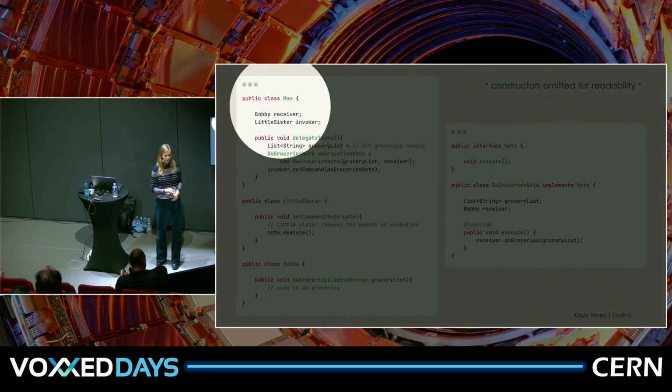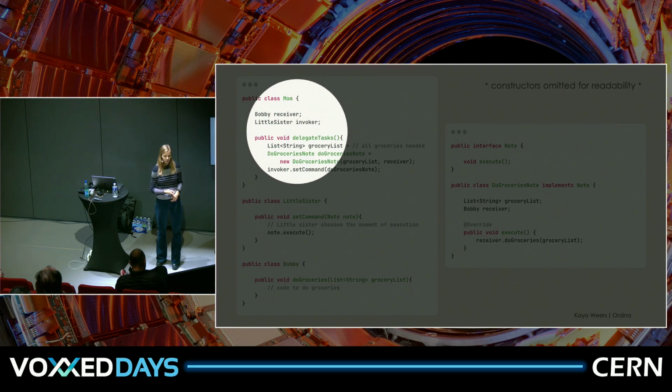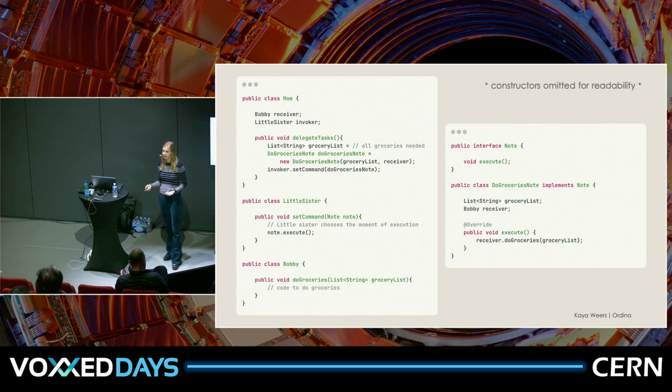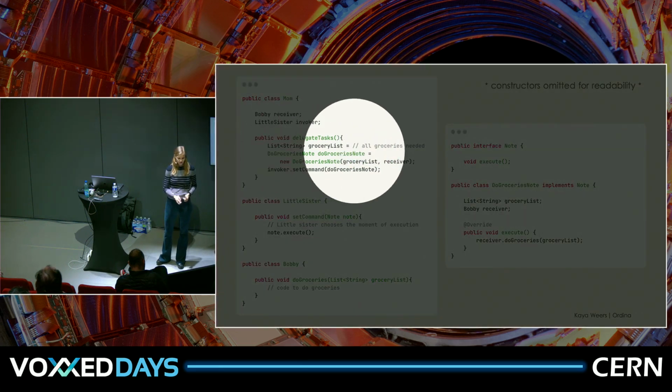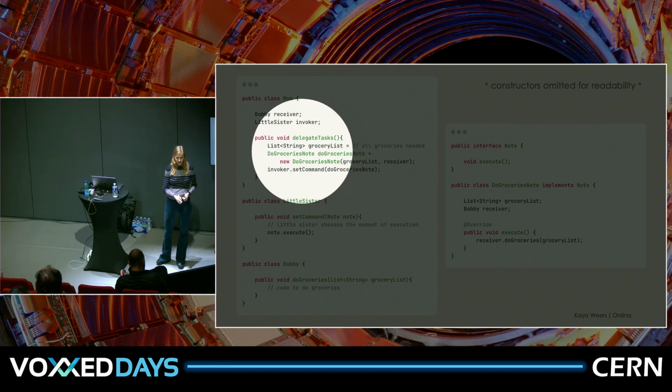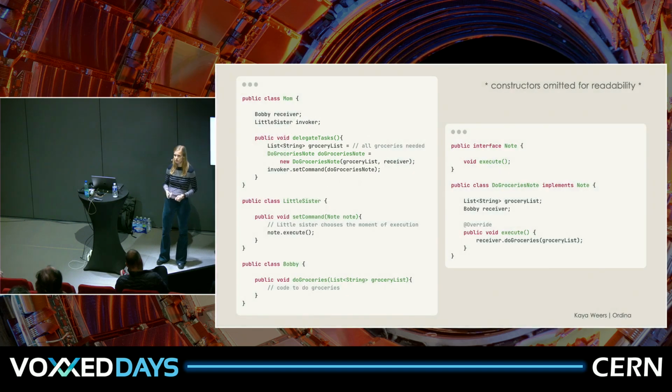So mom is the one who knows the most, of course, because she is the client and she wants this request to be done. So she knows that Bobby is the receiver and she knows which groceries to be done. So that's how she can create that request. And then she will say in the end, invoker set command. So we'll just say to the invoker, here you have this command.